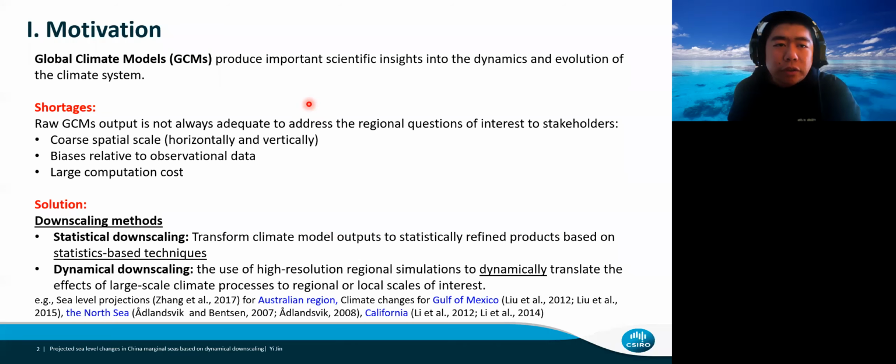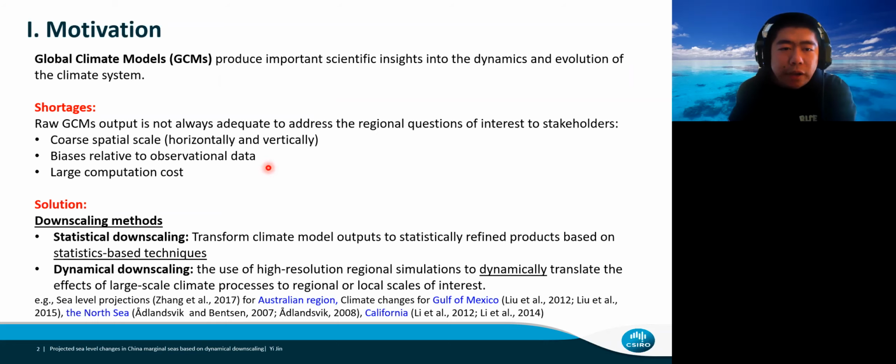For decades, global climate models have continued to provide important scientific insight into the climate system. However, the raw GCM output is not always appropriate to address regional issues directly, because the coarse spatial resolution and biases relative to the observational data make it inadequate for regional application. In addition, GCMs also require large computation resources.